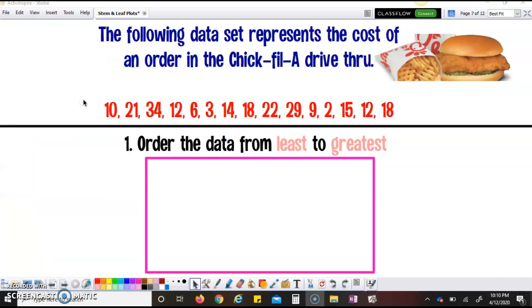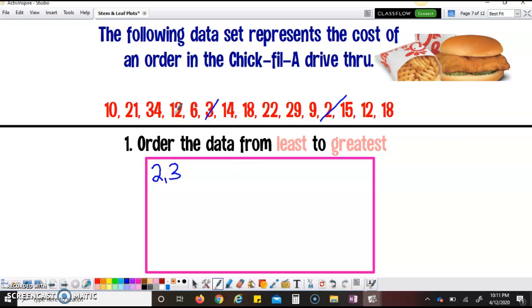So let's look at this example problem, and we're going to create a stem and leaf plot. It says the following data set represents the cost of an order in the Chick-fil-A drive-thru. And we've got 10, 21, 34, and so on. These are dollar amounts, okay? So the first thing we're going to do is order the data from least to greatest, okay? So we'll start off with 2, and I'm going to go ahead and cross out as we go because there's going to be a bunch here.